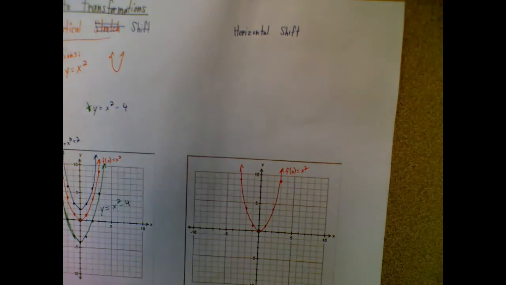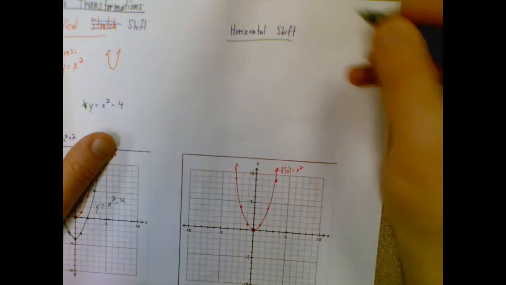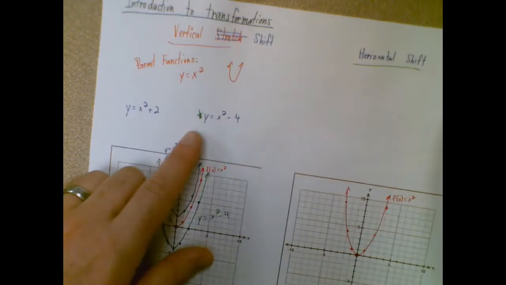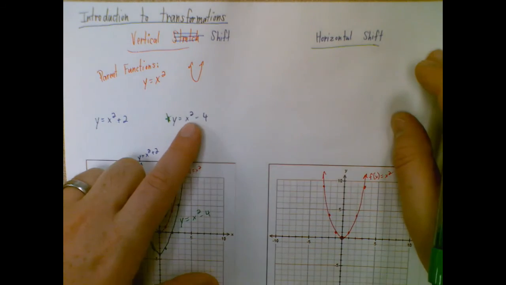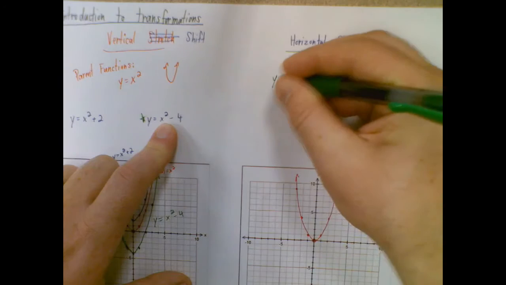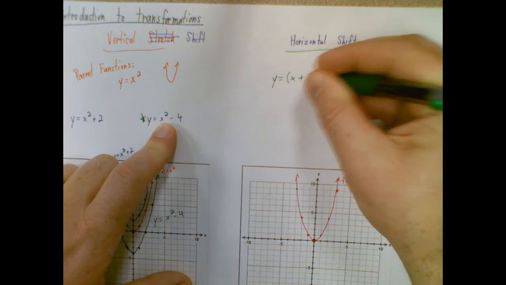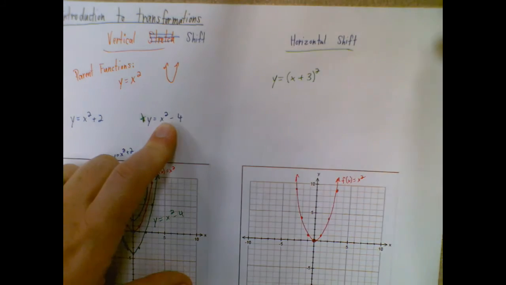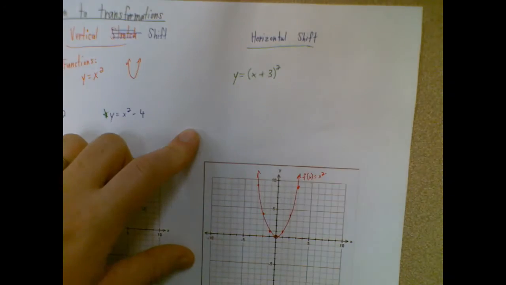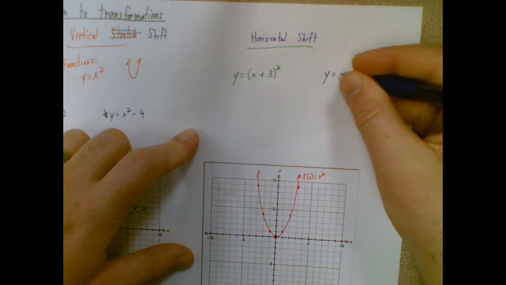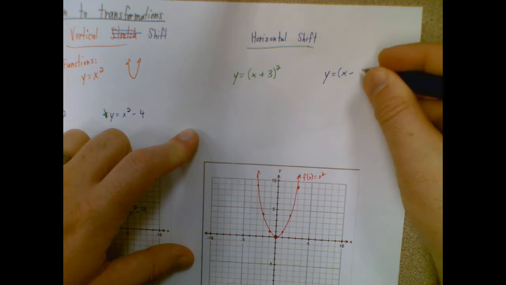We're going to do the same idea here, but with a horizontal shift. When you add and subtract, it's still adding and subtracting, but it's not outside. It's going to be before you square it, so it'll look like this. We're going to add and subtract to the x before we square it. It'll be, quote, inside our function. Or we could likewise subtract just as easily.